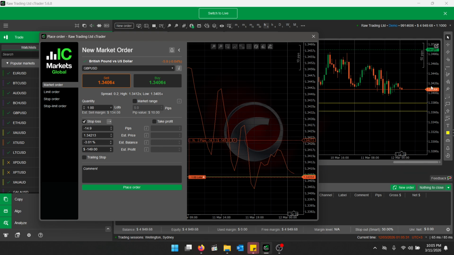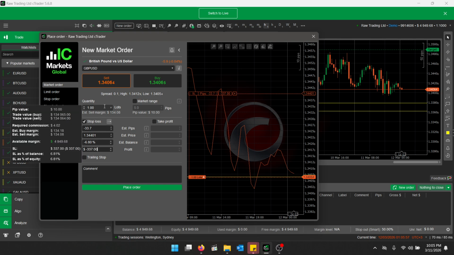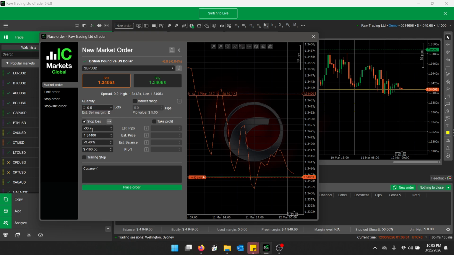At the same time, let's say I want my stop loss to be around 1.3440, which means I'll just place 1.3440 here to be my stop loss. It is telling me that if it goes against me and goes to 1.344, I'm risking $387 in this trade if I use one lot size. Okay, let's change to 0.5.